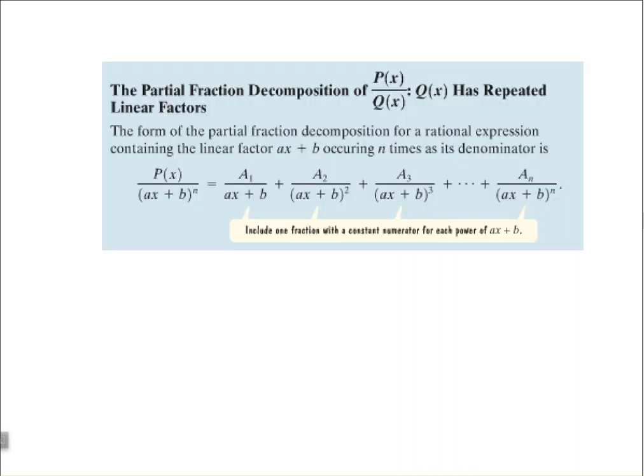So to set these up, we use this form here, the form of the partial fraction decomposition. If we have p of x over ax plus b to the nth power, then we have a sub 1 over ax plus b plus a sub 2 over ax plus b to the second, all the way up to ax plus b to the nth. So we have to include one fraction with the constant numerator for each power of ax plus b.